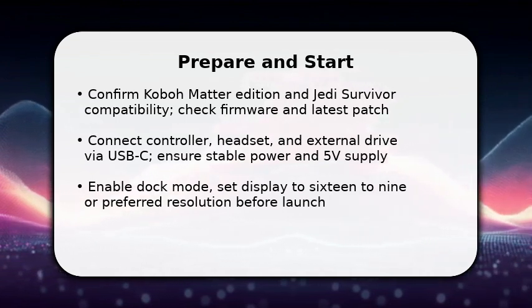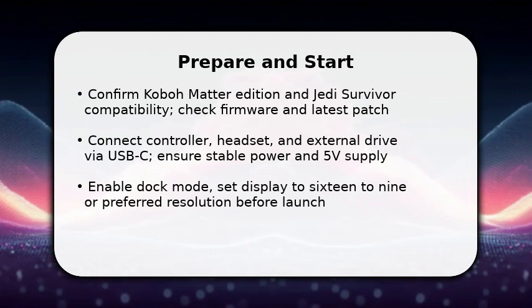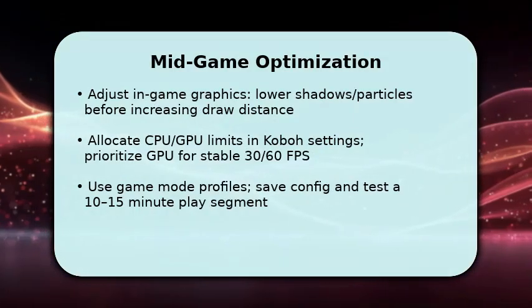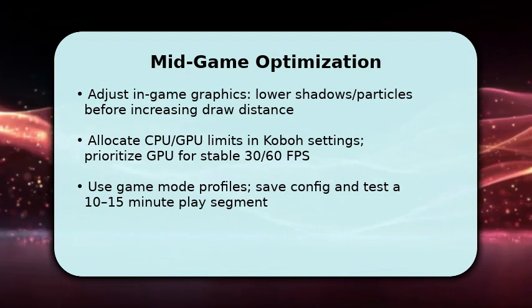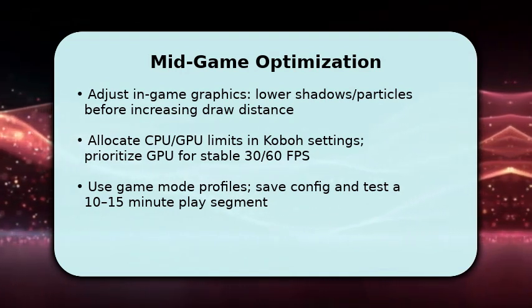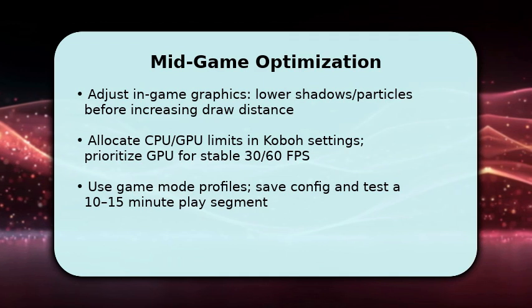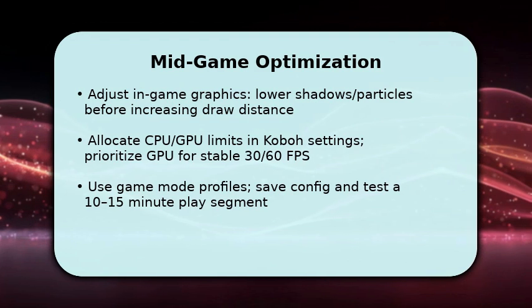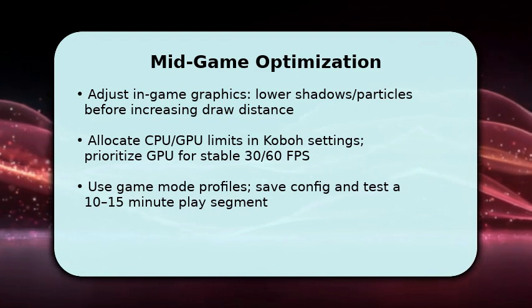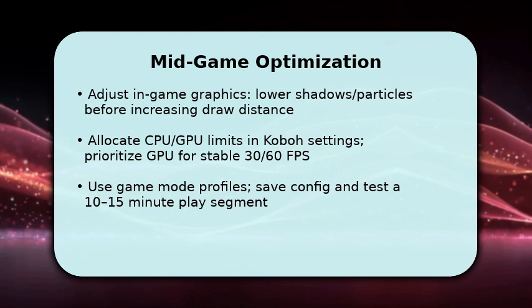You now optimize performance while playing to keep the experience smooth. First, lower heavy costs like shadows and particle density, then increase draw distance incrementally so the CPU doesn't spike. Next, set Kobo's performance profile to allocate more throughput to the GPU, which stabilizes target 30 or 60 FPS. You'll notice shorter frame time variance.